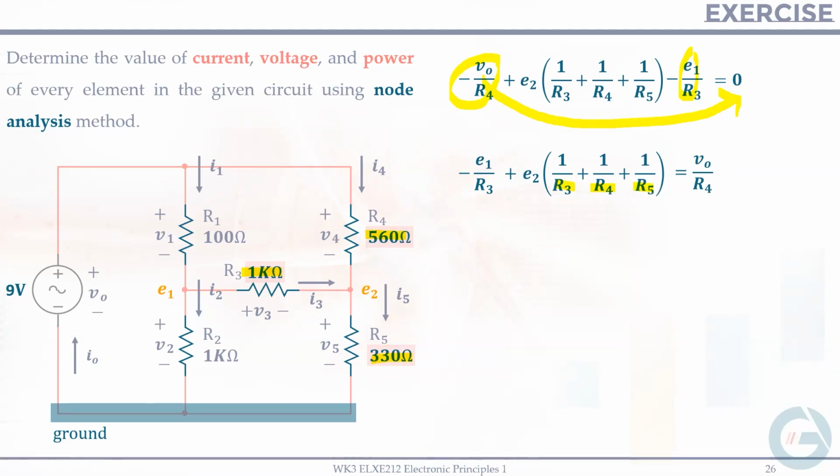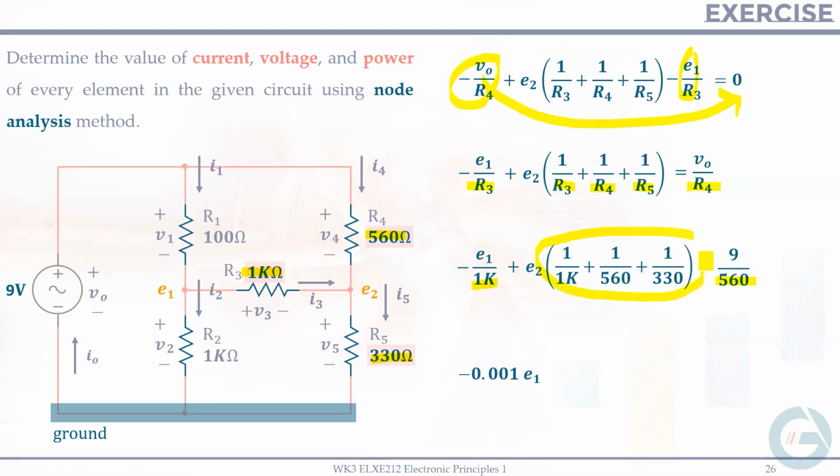For the first one, R3 is 1K, right? So we have 1 over 1K plus 1 over 560 plus 1 over 330. This is equivalent to 9 over 560. R4 is 560. Let's calculate the values first. For E1 over 1000, that is negative 0.001. Next is the E2 term, which gives us 0.005816 E2. And 9 over 560 is 0.01607. This will be our equation 2.